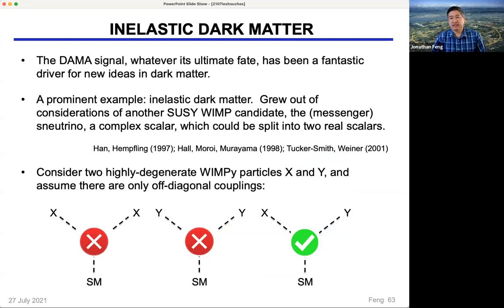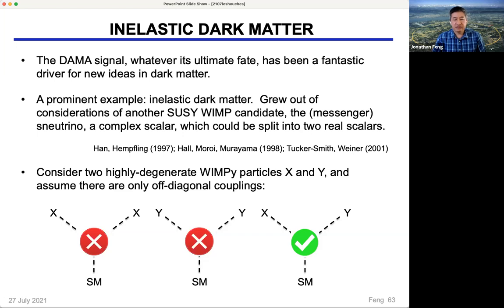So let's start with inelastic dark matter. This is motivated by DAMA, which is a signal in direct detection, which I didn't get to talk about as much as I wanted to last time. Essentially, it's an experiment using a sodium iodide detector which has claimed a signal for dark matter for over 20 years now.